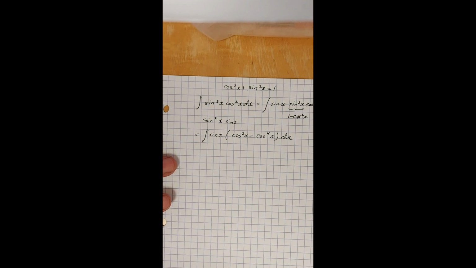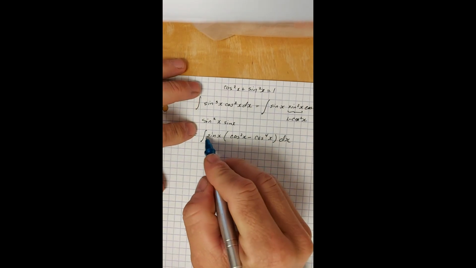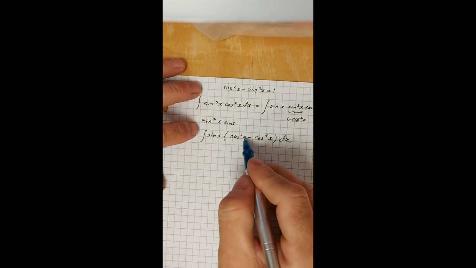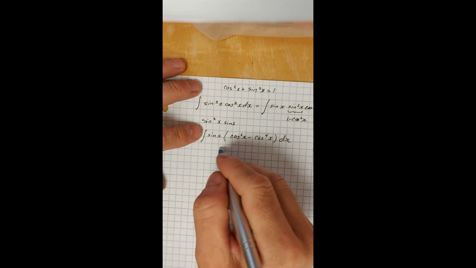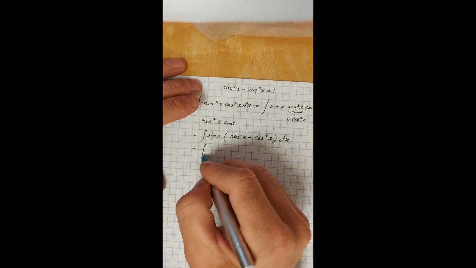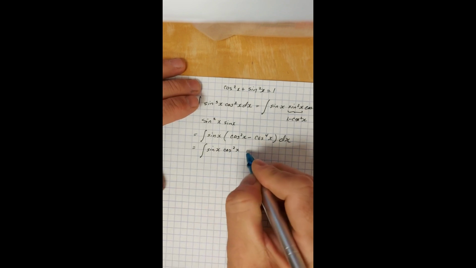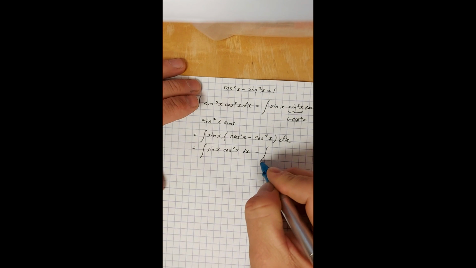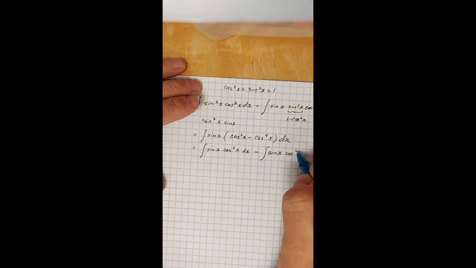Now the nice thing is you can think about it as writing this as two separate integrals using the linearity of the integral, but they're both going to have a dx factor. So I'll go ahead and write it out. So we have the integral of sine of x times cosine squared x dx minus the integral of sine of x cosine to the fourth x dx.